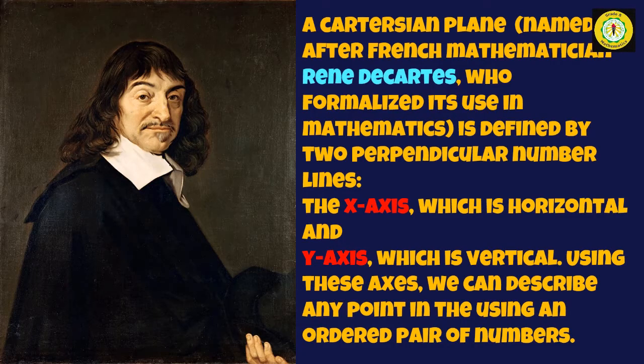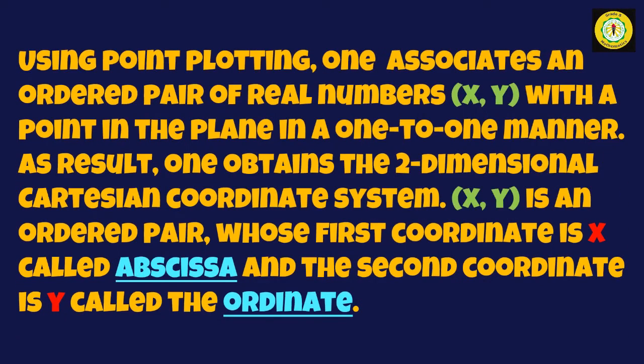Defined by two perpendicular number lines, the x-axis, which is horizontal, and the y-axis, which is vertical. Using these axes, we can describe any point in the plane using an ordered pair of numbers. Using point plotting, one associates an ordered pair of real numbers, point x and y, with a point in the plane in a one-to-one manner. As a result, one obtains the two-dimensional Cartesian coordinate system.